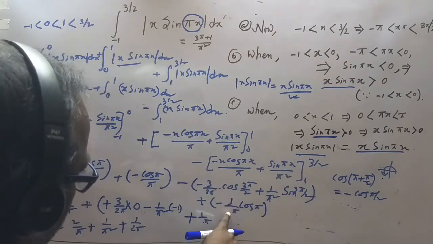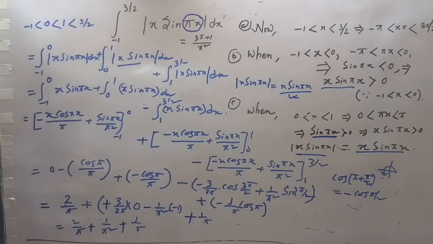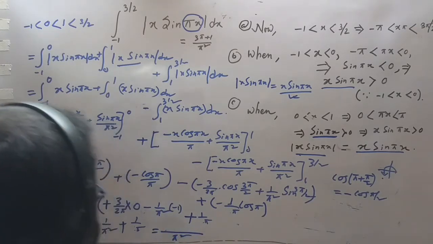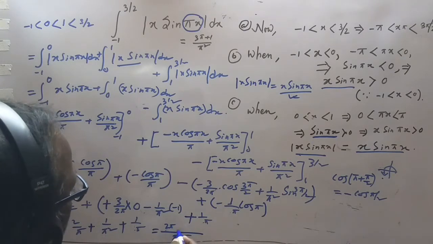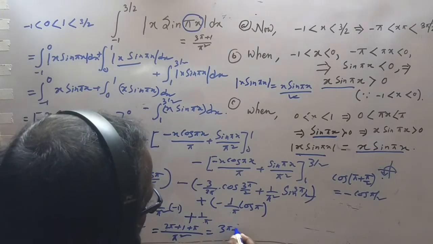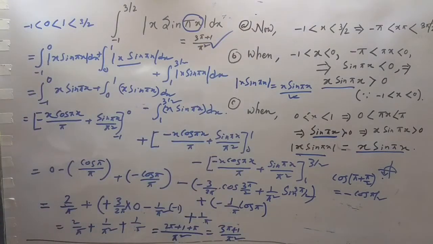This is 1 by pi and cos pi. Okay, this is the answer. Take some pi square, that is 2 pi, that is 1, and that is pi. This is 3 pi plus 1 by pi square. This is your answer. I think you all better understand.